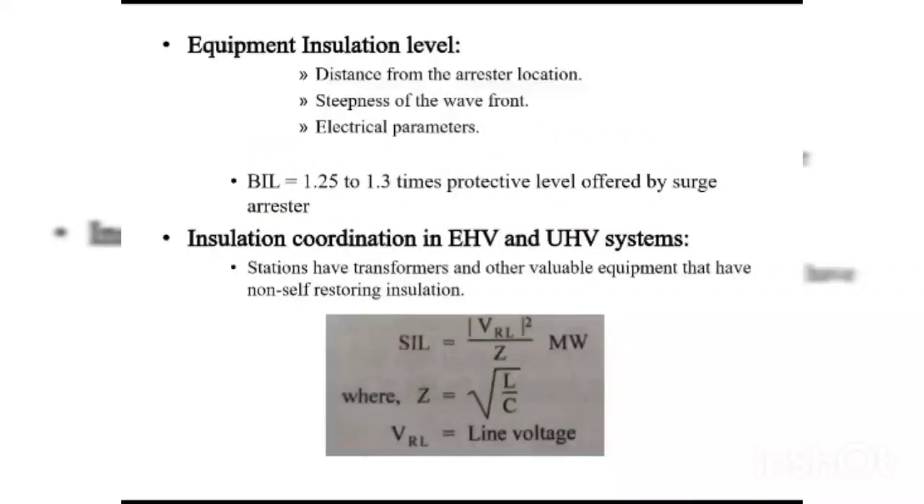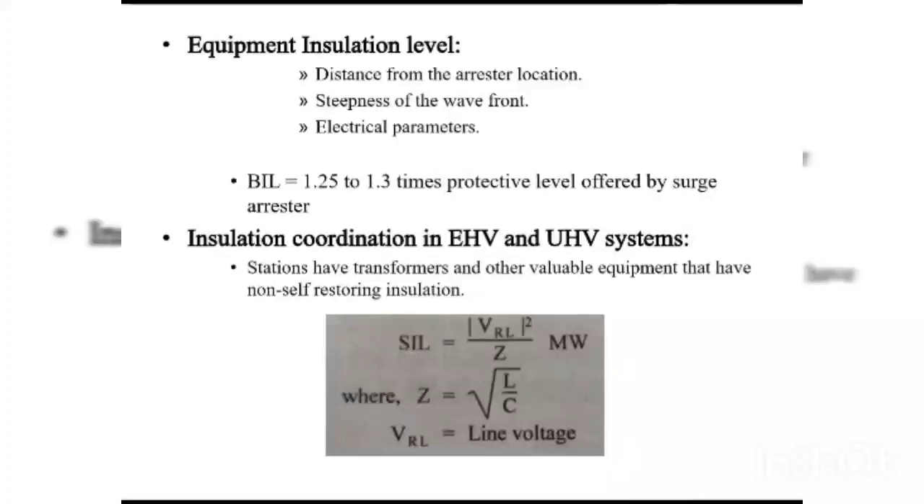The equipment insulation level depends on the distance of the arrester location, the steepness of the wavefront, and the electrical apparatus. The BIL should be 1.25 to 1.3 times the protective level offered by surge arresters.